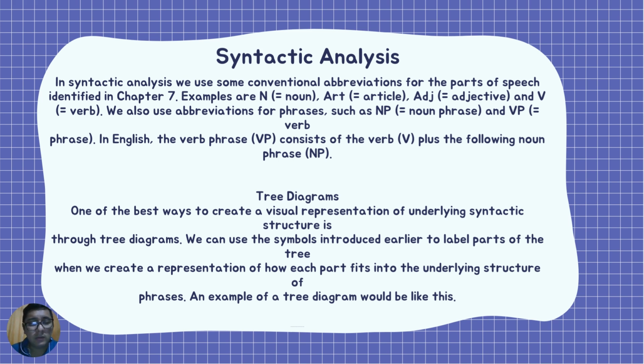So let's move on to the other part, which is syntactic analysis. In syntactic analysis, we use some conventional abbreviations for the parts of speech identified in Chapter 7. Examples are N, which refers to noun, Art, which refers to article, and Adj, which refers to adjective, and let me see, maybe something. The letter V refers to verb. I don't know why it didn't appear here, but here it is. V refers to verb.